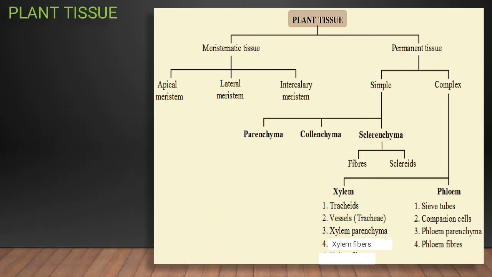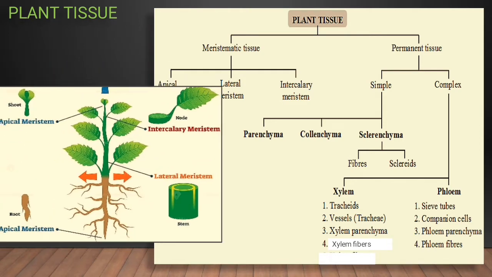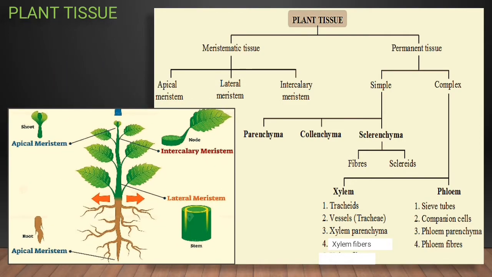Based on the given diagram, there are three types of meristematic tissues. We have the apical meristem, which is located at the tips, the lateral meristem, which is located at the sides, and the intercalary meristem, which is located in the middle.